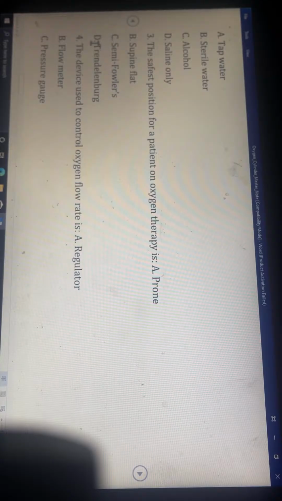Number three, the safest position for a patient on oxygen therapy is A, prone, B, supine flat, C, semi-Fowler's, and D, Trendelenburg. So if you choose D, you are wrong. If you choose A, you are wrong. If you choose C, you are correct. So the best and the safest, note that in our first class, I saw many students choosing supine. Not that you cannot choose supine, but the safest position to place a patient undergoing oxygen therapy is what? Semi-Fowler's position for your OSCE.